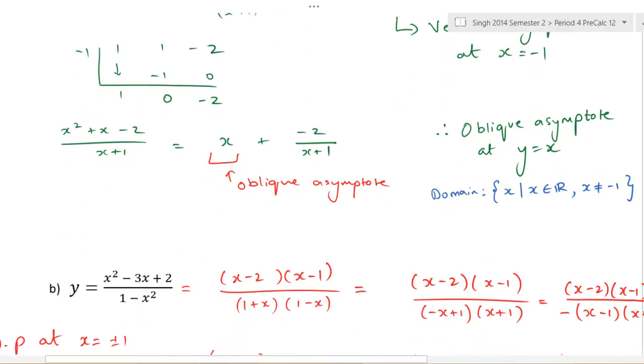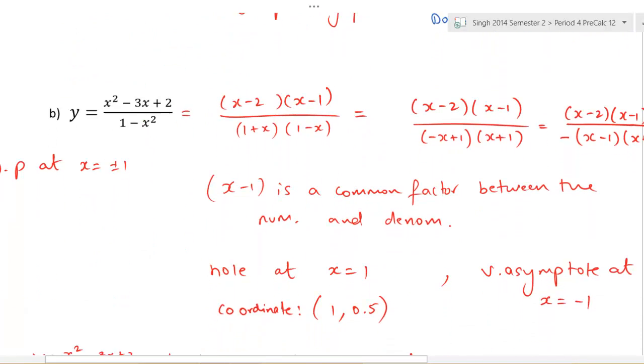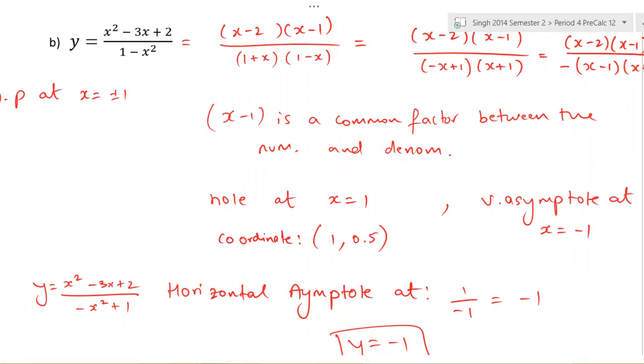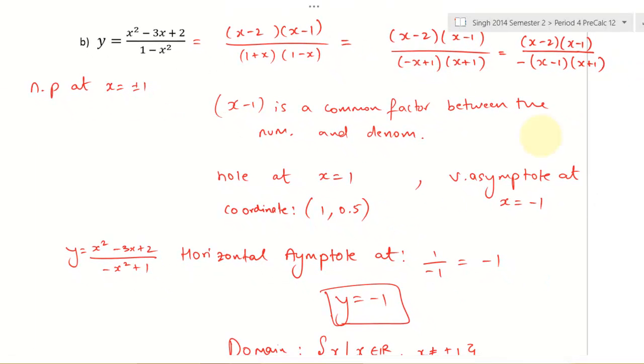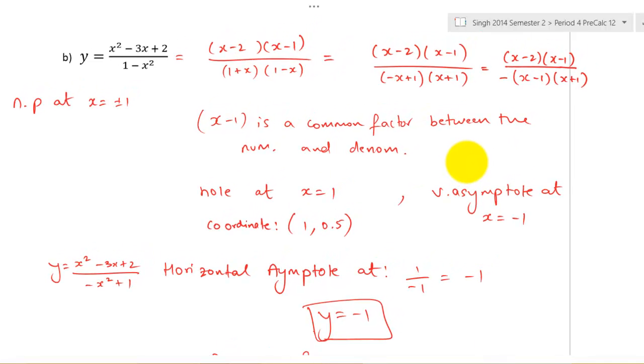Let's look at the next example, 4b. For this particular example, again, you have to first start off by factoring. When you factor it out, originally it'll appear that there are no common factors, but once you simplify it even further, you'll realize that x minus 1 is a common factor in both the top and the bottom. As a result, I state that x minus 1 is a common factor, which further means that there is a hole at x equals 1, and the coordinate of that hole is going to be (1, 0.5).